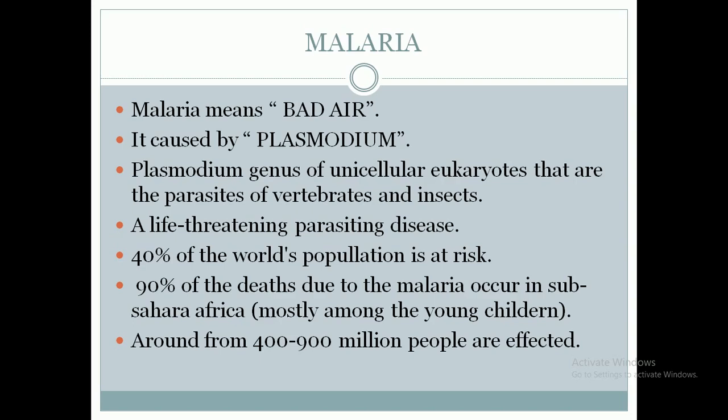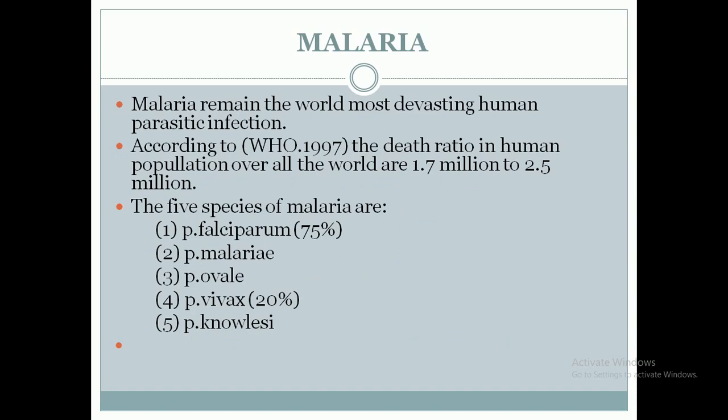Plasmodium is a genus of unicellular eukaryotes that are parasites of vertebrates and insects. Malaria is a life-threatening parasitic disease. Almost 40% of the world population is at risk. 90% of the deaths due to malaria occur in sub-Saharan Africa, mostly among young children. Around 400 to 900 million people are affected. Malaria remains the world's most devastating human parasitic infection.